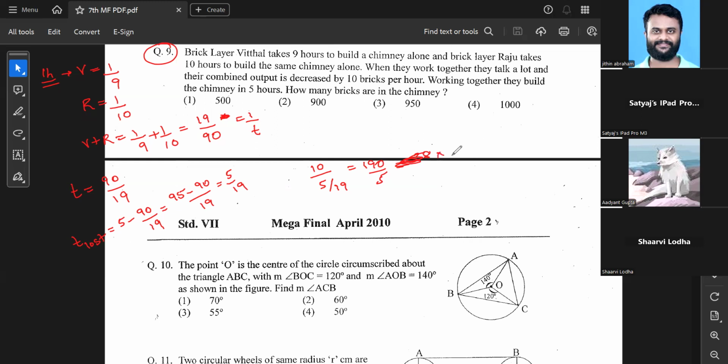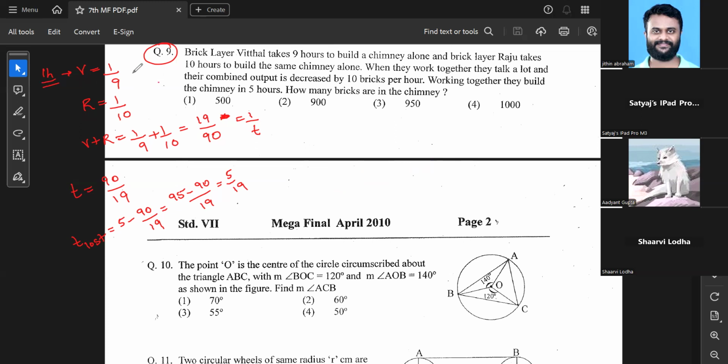Let me just confirm one last thing. 10 bricks every hour, which means the time consumed was 90 divided by 19. When you cancel 900 by 5... Okay, wait, the answer should be 900, but anyway, let me just explain. I heard so many suggestions that my head started spinning. So I'll just explain this question once again.